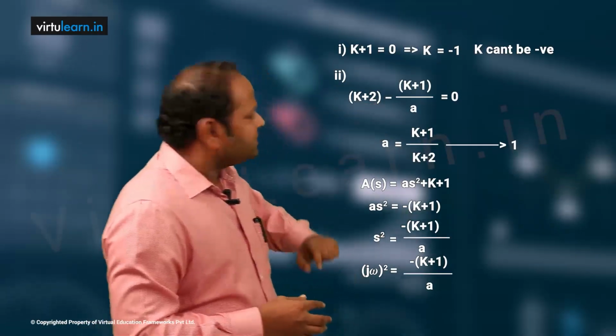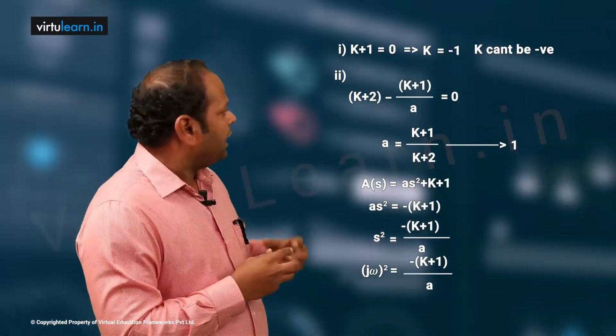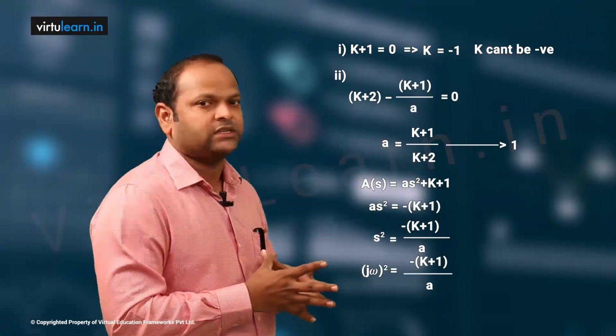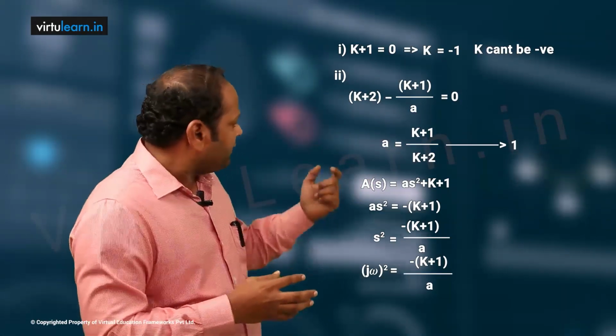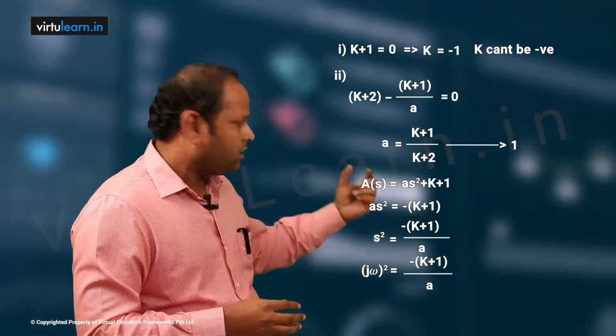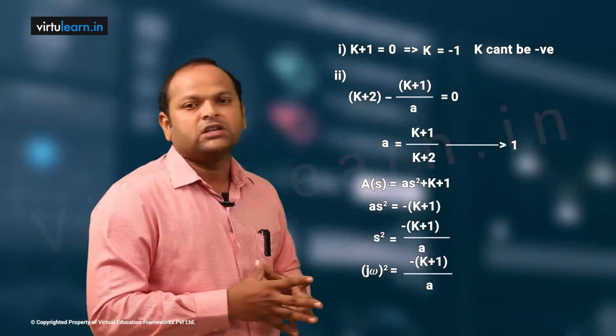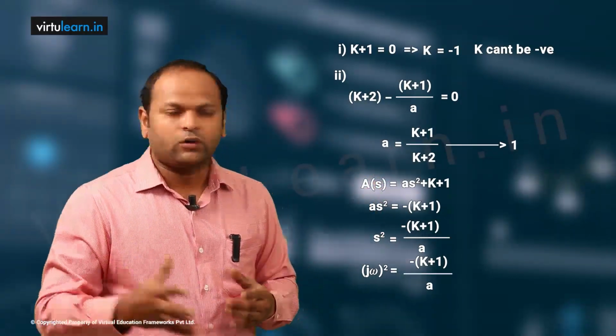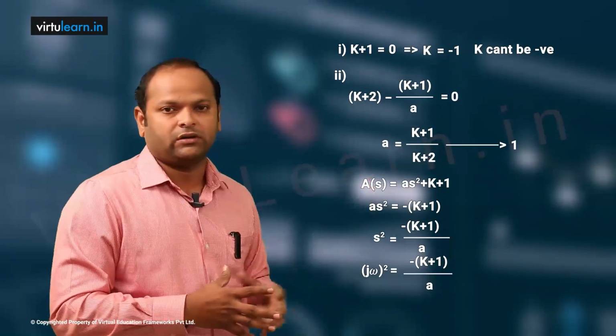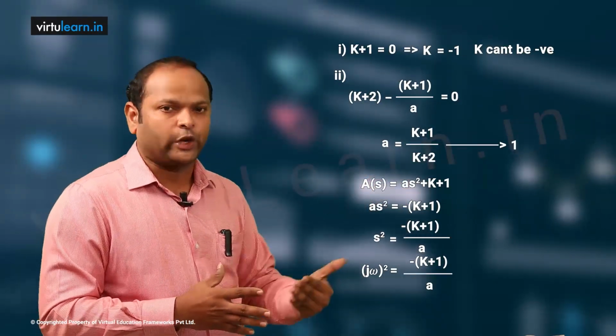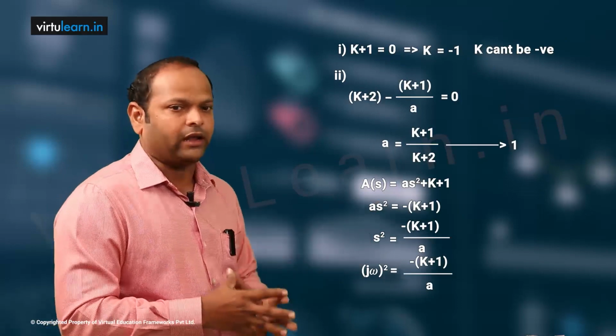Now the second case is that I need to have one row with all 0 elements. Let us see the conditions. The first condition: I am going to take the s power 0 row, that is k plus 1. When k plus 1 is equal to 0, your k is going to be minus 1, and k should not be negative. Therefore, this condition we cannot take.